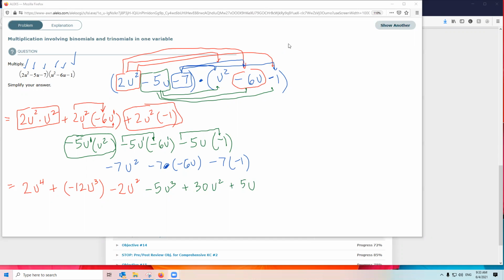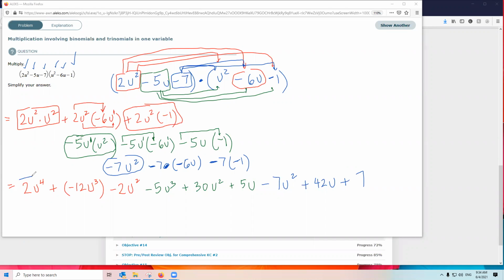I'm going to go to the blue now. And we have a negative 7u squared. I'm just going to copy that down. Then I have a negative 7 times a negative 6. That's a positive 42u. And finally, I have a negative 7 times a negative 1. That's plus 7. All right, it's time to combine like terms.